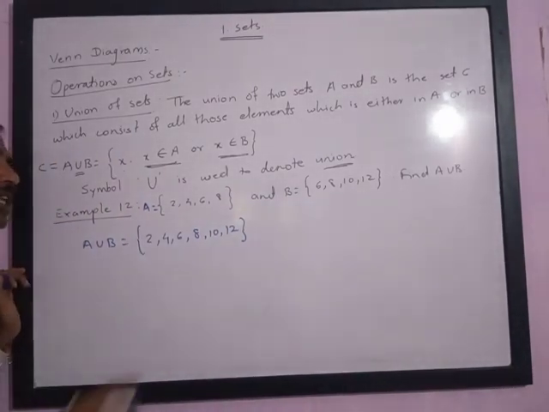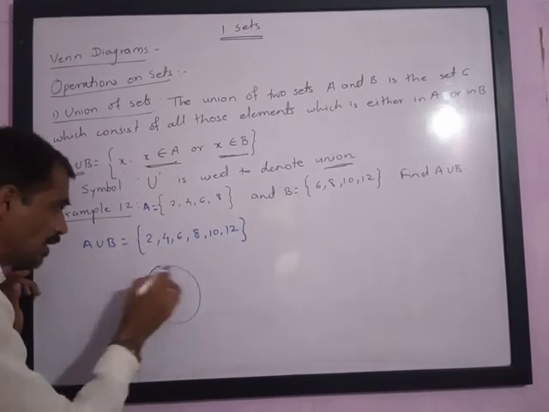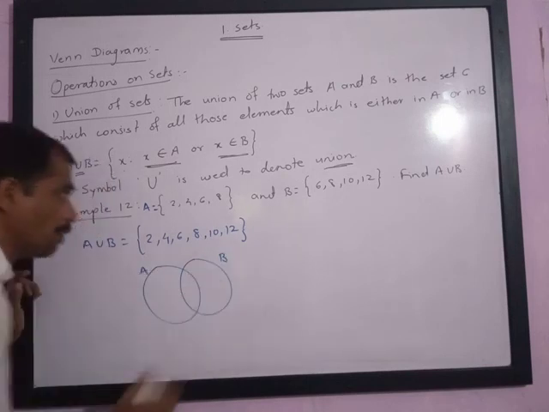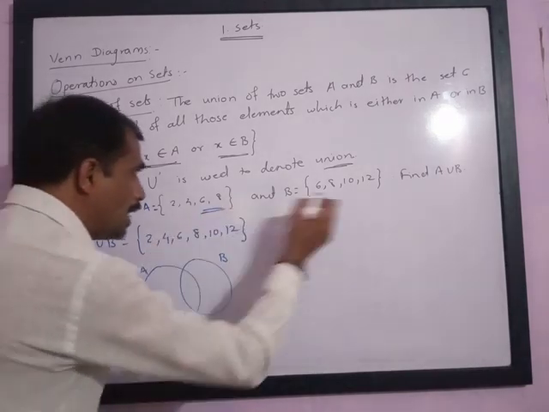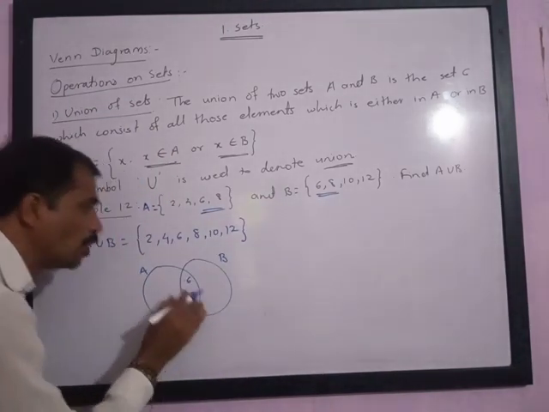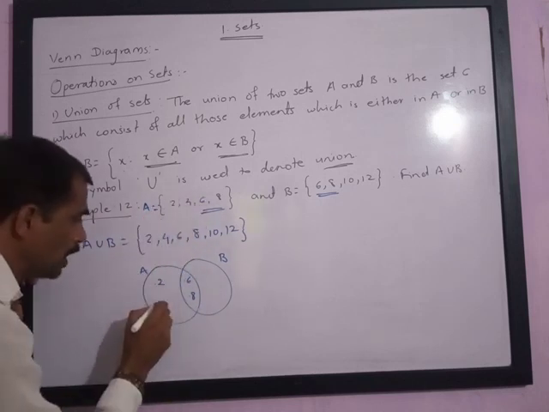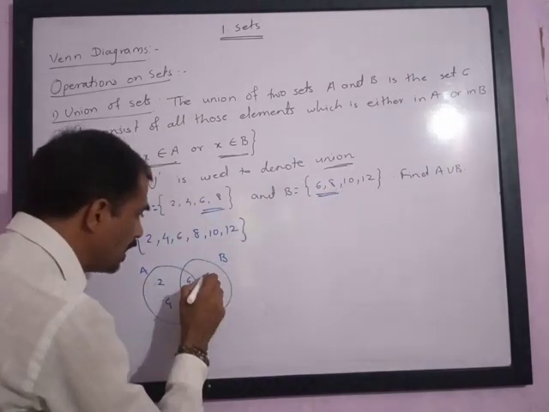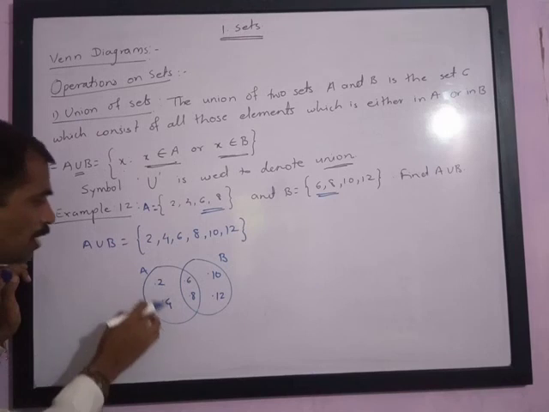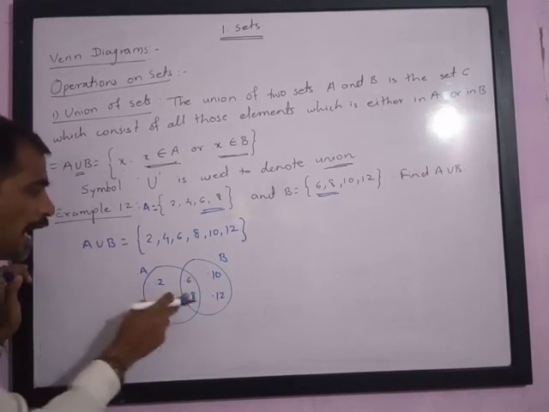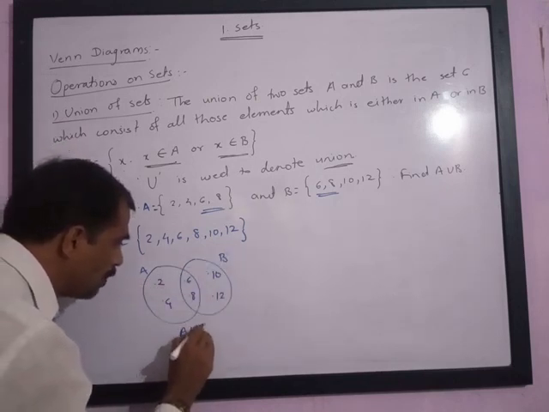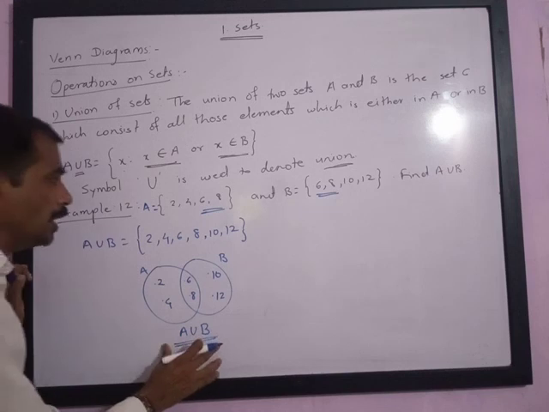Now this can be represented using a Venn diagram also. If this is set A and this is set B, we have some common elements. 6 and 8 are the common elements. These 6 and 8 are written in this region, which is common to both sets, and 2 and 4 are written on this side. Here 10 and 12, please understand this, are the elements of only set B. 2 and 4 are the elements of only set A, and 6 and 8 are the elements of both sets. So this Venn diagram represents A union B.